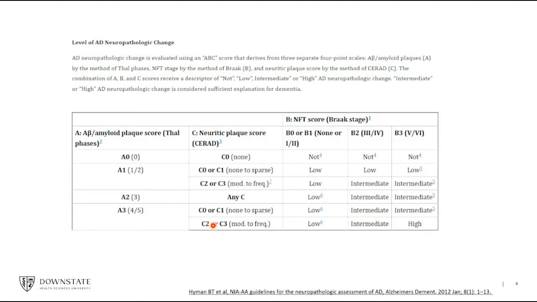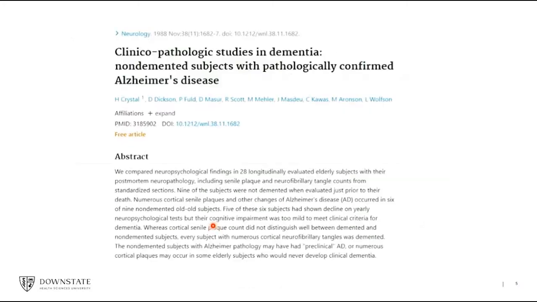And this is done by assessing the frequency and the distribution of those plaques and tangles, and scoring the likelihood that the AD neuropathologic change would be sufficient explanation for the dementia. And that score would be not, low, intermediate, or high, and if it's an intermediate or high score, that would be sufficient for the AD neuropathologic change causing the dementia. And that's a lot of words, right? And why are we so careful and use so many words to describe this?